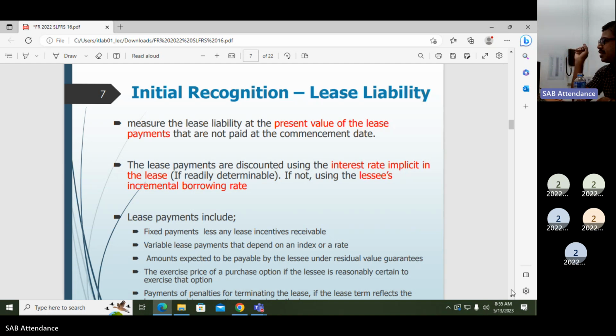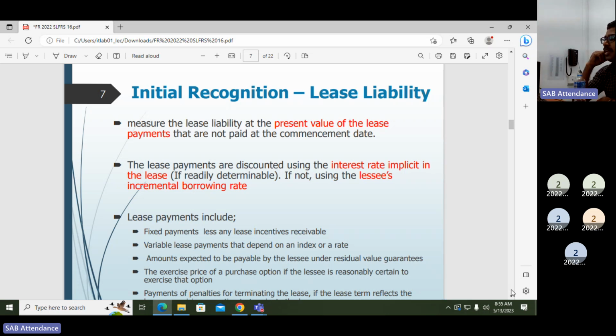So the initial recognition of lease liability measures the liability at the present value of the lease payments that are not paid at the commencement date. That means if you are going to make a down payment, in some leases, say the asset is 5 million and you need to make a 1 million down payment, so 4 million actually you are leasing, right? So that 4 million is the present value of the lease payments.